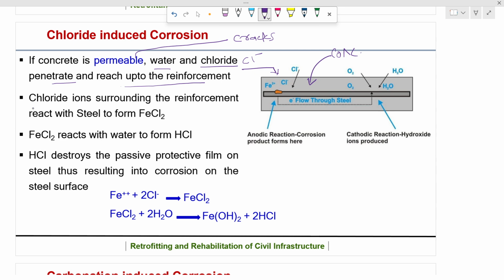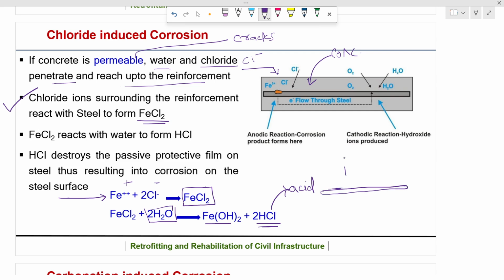Then the chloride ions surround the reinforcement and react with the steel to form FeCl2. I have shown the reaction here: Fe++, the positively charged ions, and the negatively charged chloride ions form ferrous chloride. When this ferrous chloride reacts with water, there is a formation of ferrous hydroxide and the well-known hydrochloric acid. This acid breaks the passive layer. As I told you, around the reinforcement there is a passive layer of iron oxide, and this is basically because of the alkaline nature.